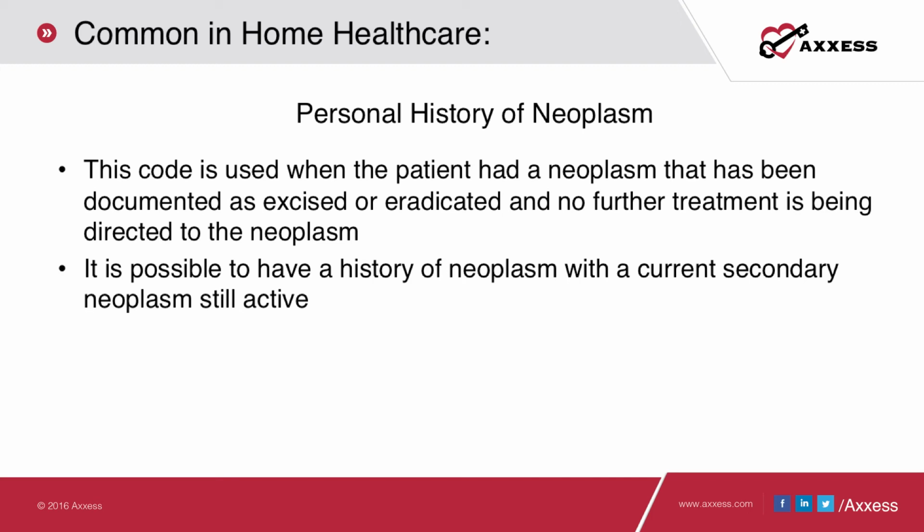And it is possible to have a history of neoplasm with a current secondary neoplasm still being active. An example of that would be the patient who might have had breast cancer and went ahead and had a mastectomy. They eradicated and removed all of the neoplasm from the breast, and then later on that patient finds out that she now has a secondary metastasis to her kidney, for example. So in that case, you might have a personal history of breast cancer with a secondary malignancy of the kidney.